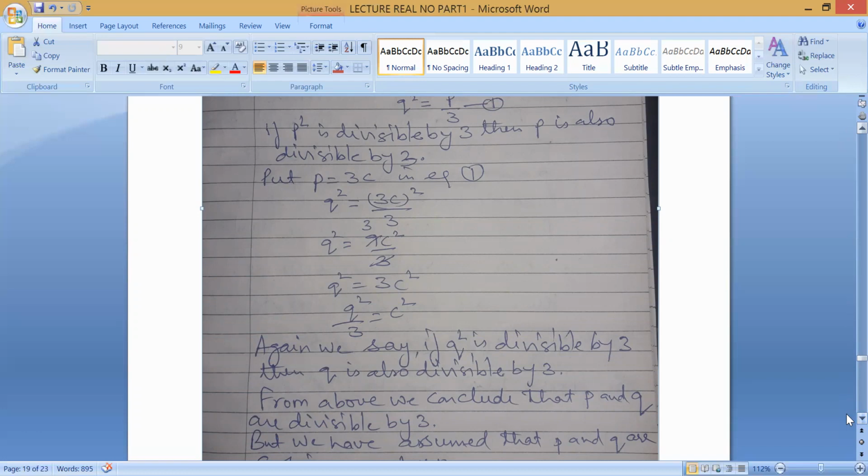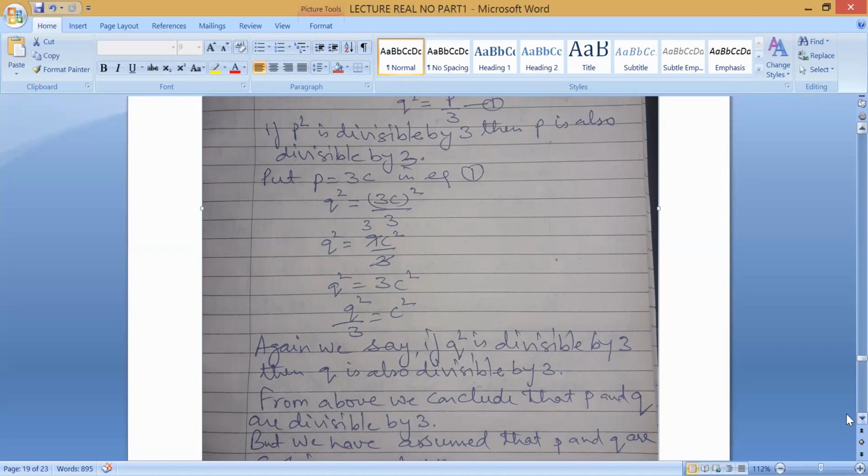So Q square will be 25C square by 5, and 25 will be cancelled by 5. You will get Q square equals 5C square, or you can say that Q square upon 5 equals C square.